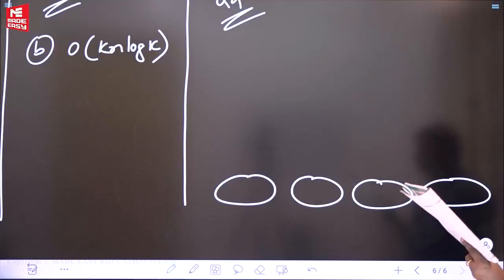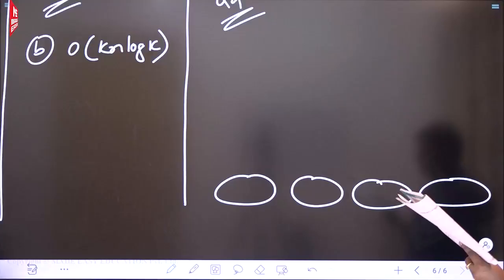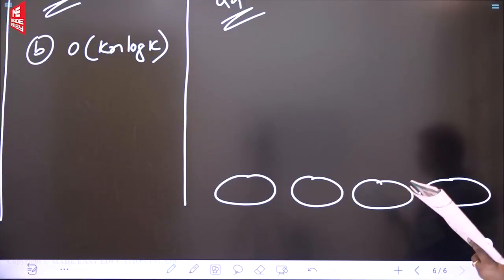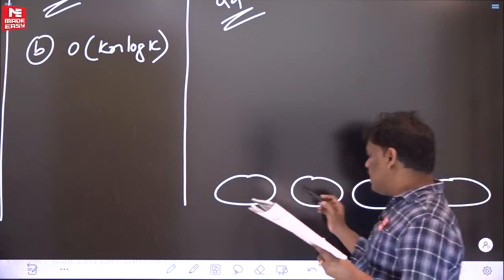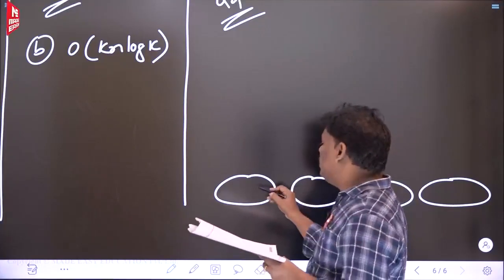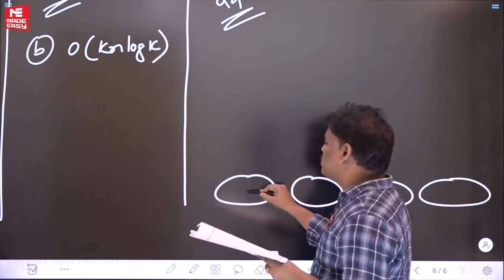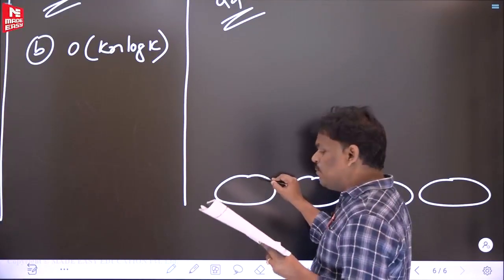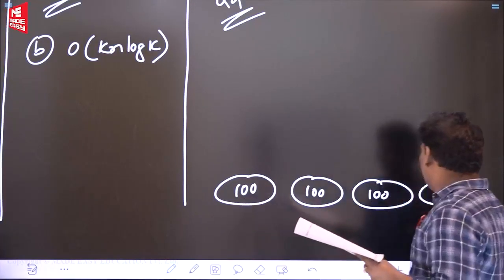If we merge these lists into a single sorted list of n elements, for n equal to 400, the number of key comparisons in the worst case using an efficient algorithm is... Can you help me? N is equal to 400, so n by 4 means 100. There are 4 groups, each group contains n by 4 elements, 400 by 4, that is 100. So every group contains 100 elements, and one more thing, they are already sorted.